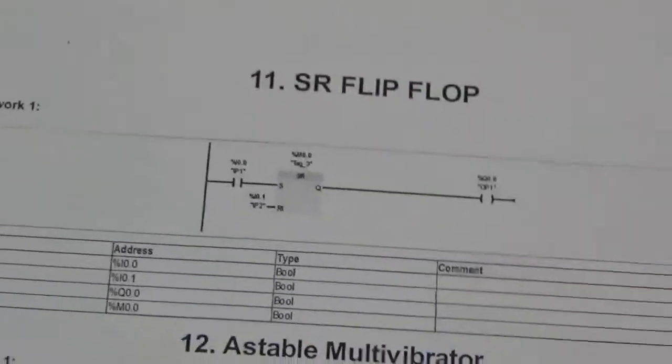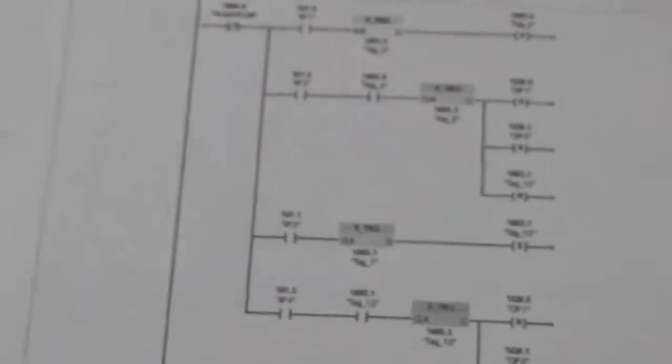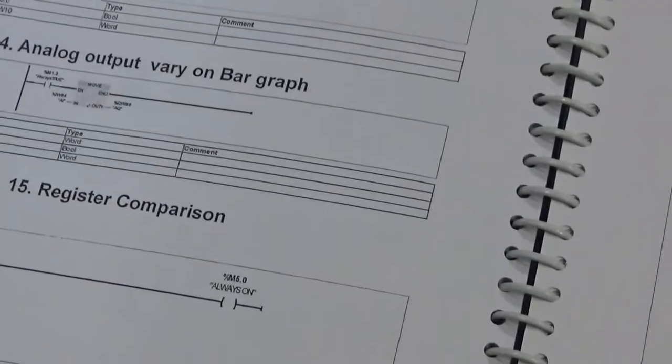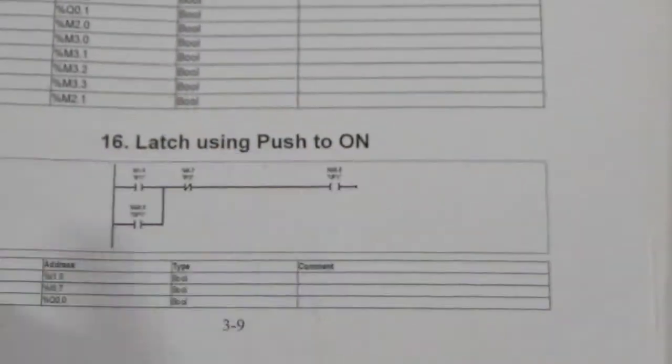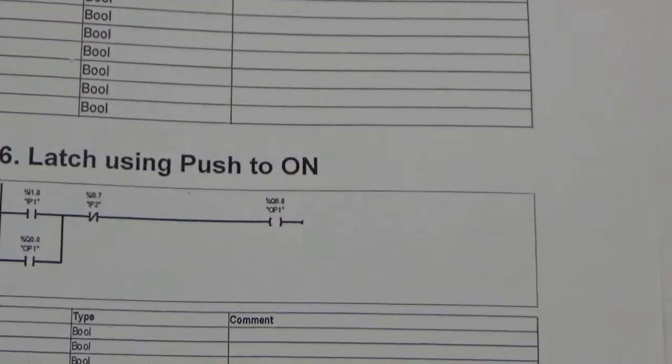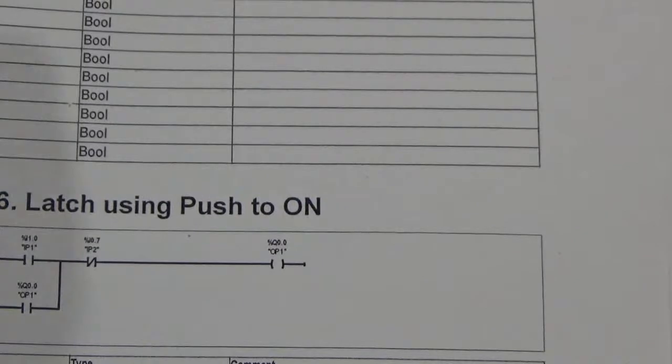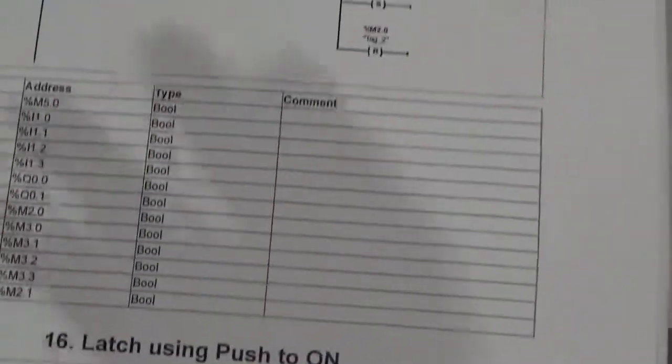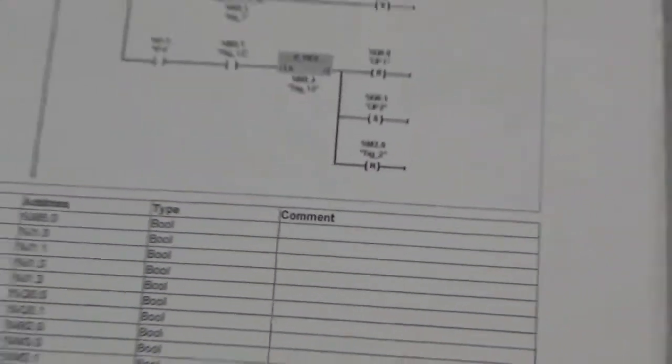counter. These are the SR flip-flop. This is an astable multivibrator. This is the analog input. This is the analog output bar graph. Up to 16 means there are 16 latches using push to on. These are the additional ladder programs we have supplied along with the 19 SAPs regular programs.